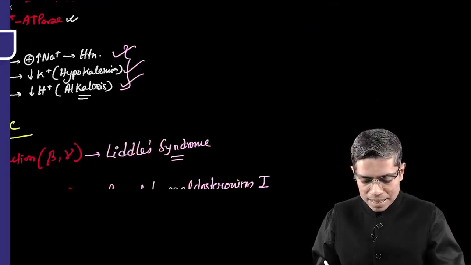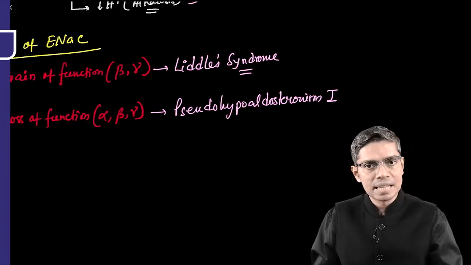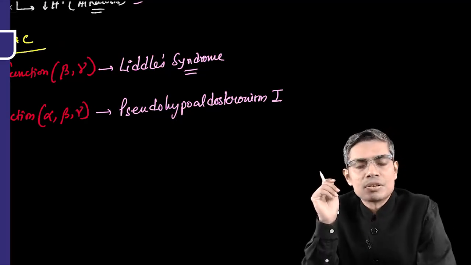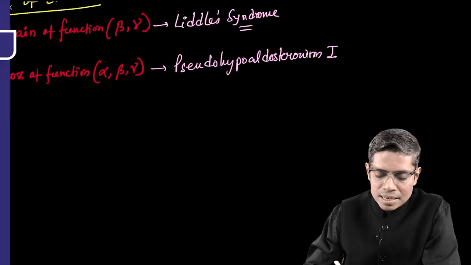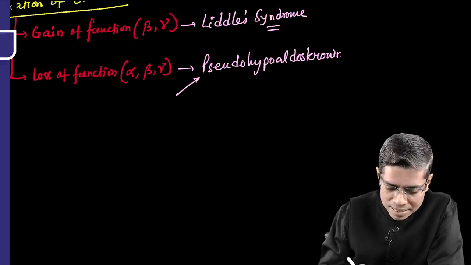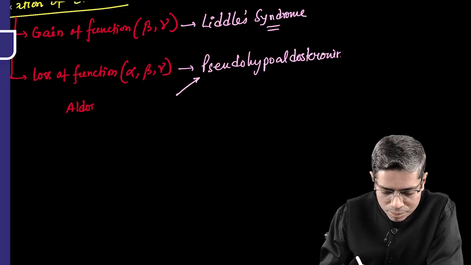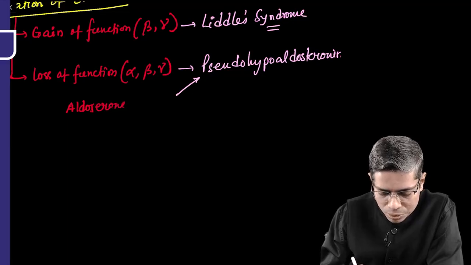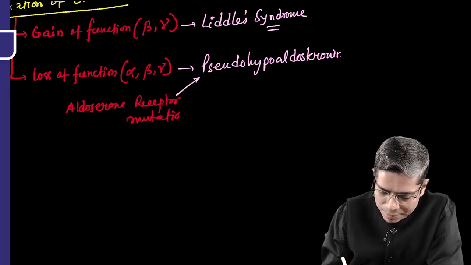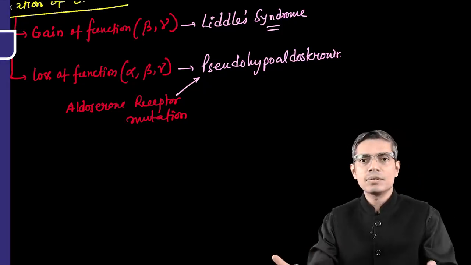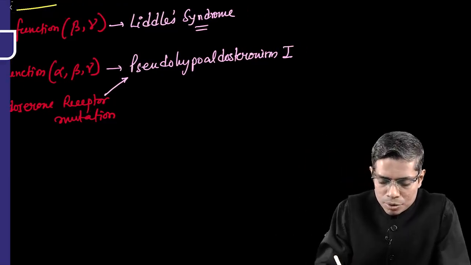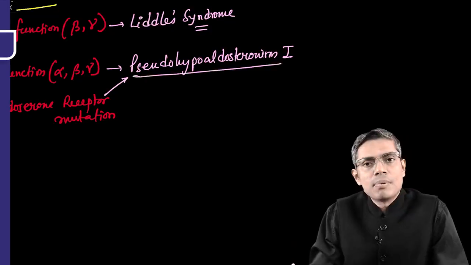But here at the level of the collecting duct, if there is a mutation of the ENaC channel and due to the mutation there is loss of function, then the disease is known as pseudo hypoaldosteronism type 1. There is a second cause of pseudo hypoaldosteronism type 1, that is aldosterone receptor mutation. If the receptor for aldosterone is mutated, then a similar kind of feature will be there, because the aldosterone will not be able to work, and again that will produce pseudo hypoaldosteronism type 1.